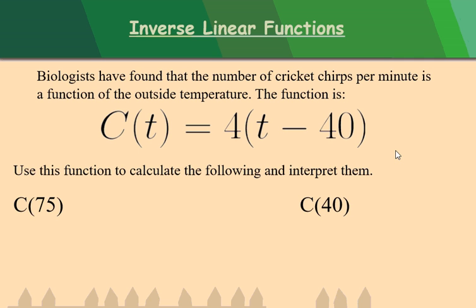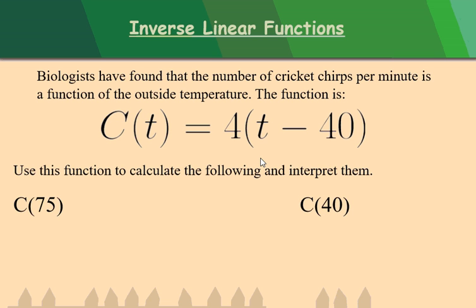Today we are looking at something called an inverse function. To start, I'm going to give a scenario that we can use as our framework for the rest of the discussion, and it has to deal with a biology scenario. So biologists have found that the number of cricket chirps per minute is a linear function of the outside temperature, meaning that there's a relationship between the two and they're related by an equation. The function is shown in the equation below.